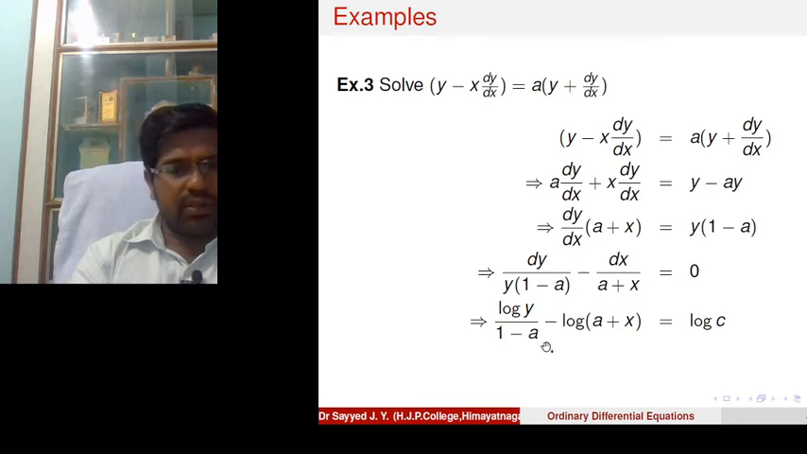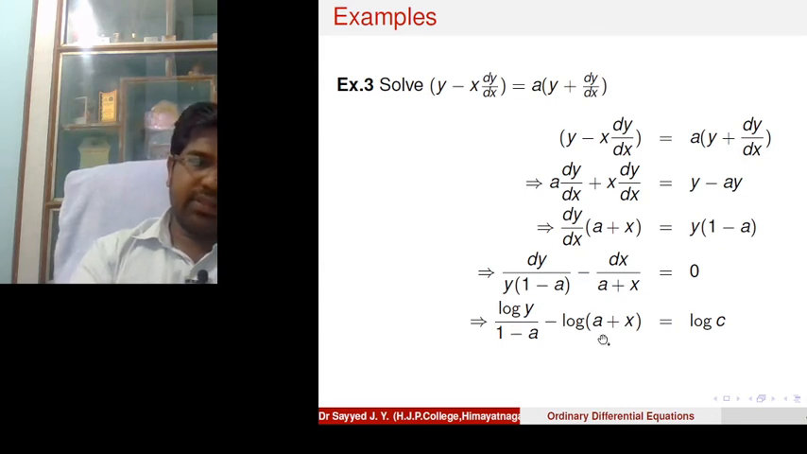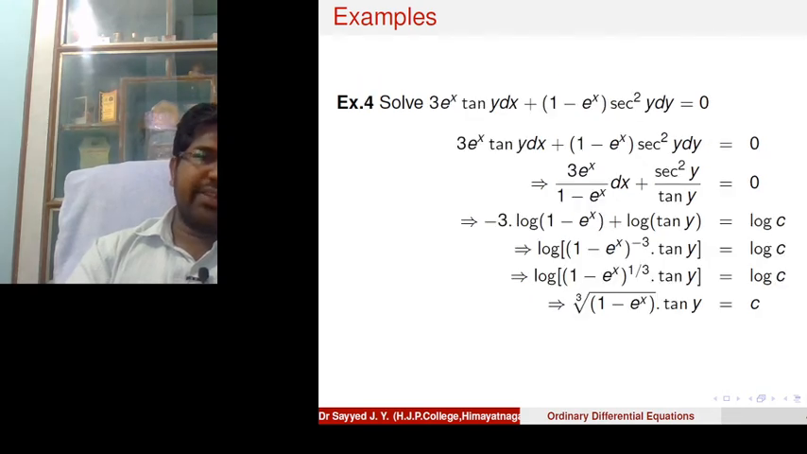So this is what, again, integration of 1 upon y is log y, this is constant as it is 1 minus a, minus this is what, log of a plus x equal to constant of integration. This is the solution, or you can simplify later. Next example is what, 3 e to the power x tan y dx plus 1 minus e to the power x sec square y dy equal to 0.